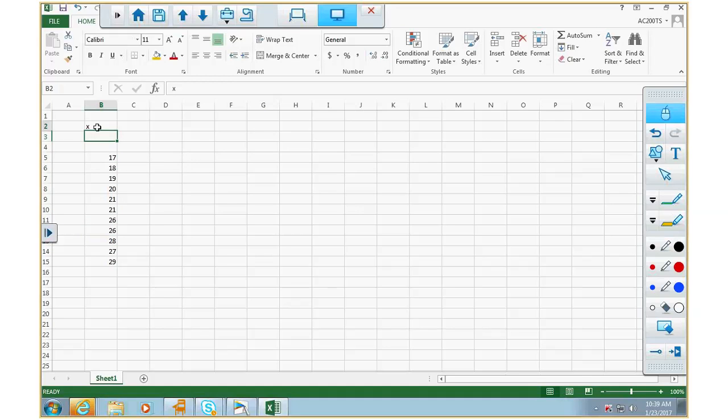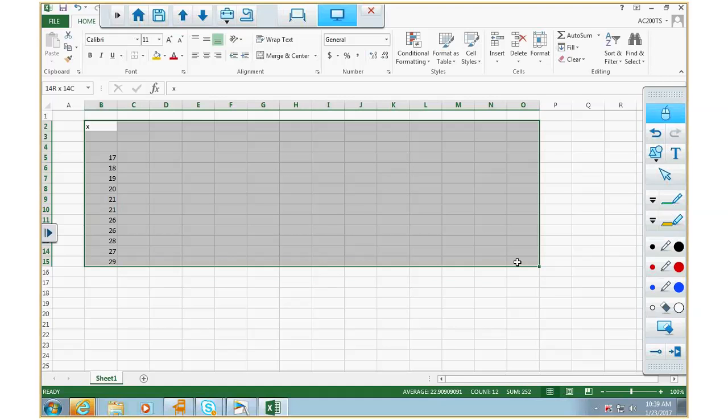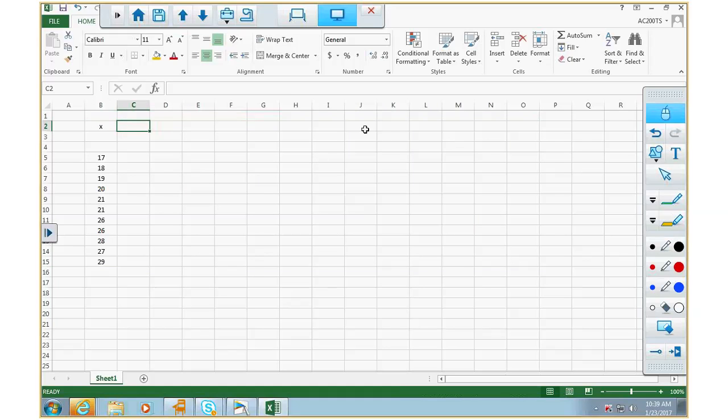I can't stand for everything to be on one side. I've got to be in the center. So there we go. Now the first thing I'm going to do is I'm going to go over here and put mean, mode, range, mid-range, variance, and standard deviation.